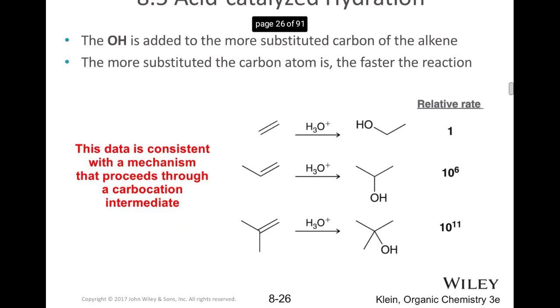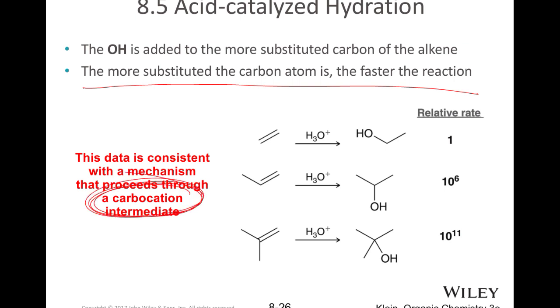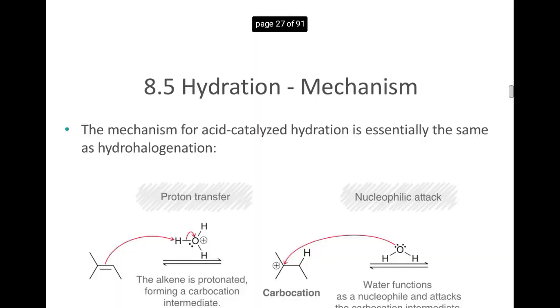And then this one here just discusses the reaction rate of the hydration of alkenes. So it says the hydroxyl is added to the more substituted carbon of the alkene, Markovnikov addition. The more substituted the carbon atom is, the faster the rate. So all this tells us, the more substituted, the faster the reaction. That just tells us that it must proceed through a carbocation. So that gives us evidence for the reaction mechanism.